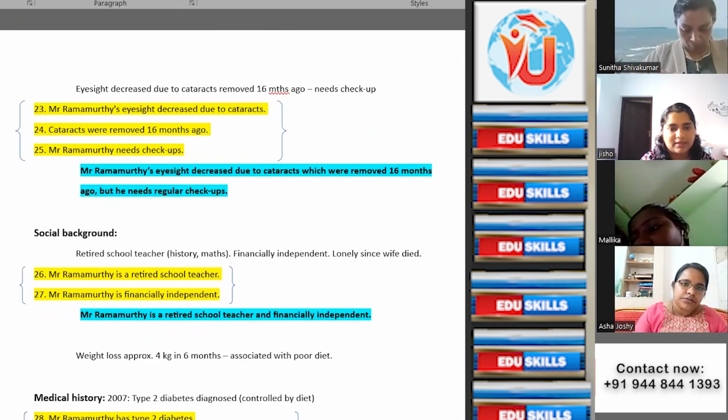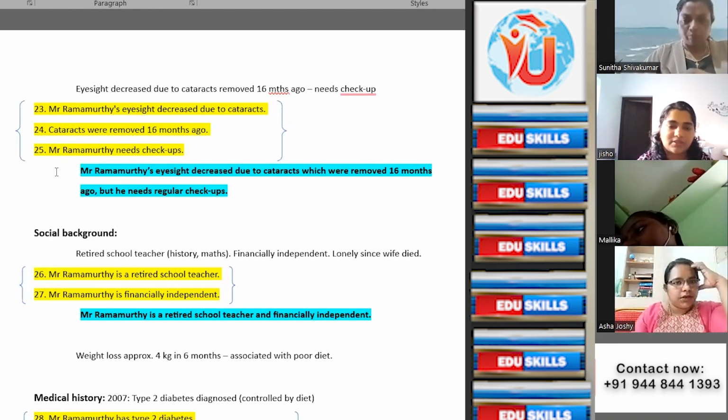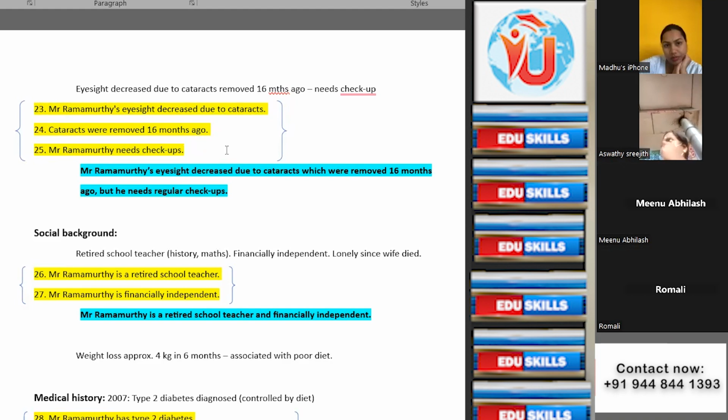Next again, another past medical history: eyesight decreased due to cataracts, removed 16 months ago, needs checkup. So here you can see we transformed into 3 simple sentences. Mr. Ramamurthy's eyesight decreased due to cataracts. Cataracts were removed 16 months ago. Mr. Ramamurthy needs checkups. And we transformed into: Mr. Ramamurthy's eyesight decreased due to cataracts, which were removed 16 months ago, but he needs regular checkups. Here I used the conjunction "but".